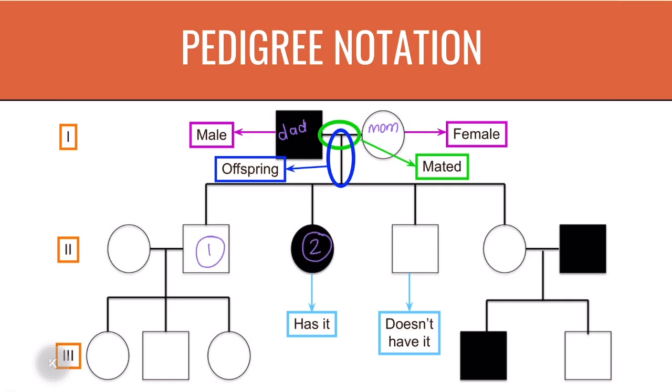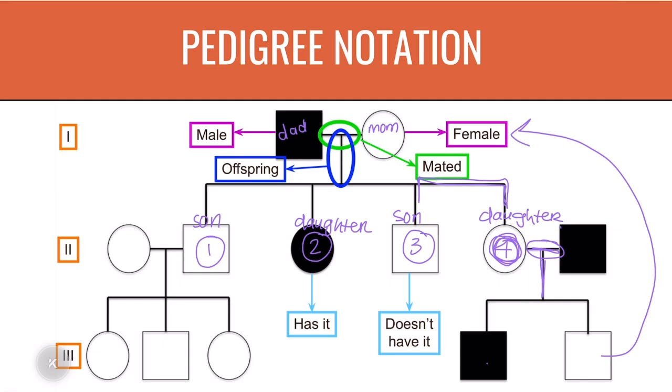1, 2, 3, 4. So they had son 1, daughter 2, son 3, and daughter 4. So what this is representing is that daughter 4 is having kids with this man here. He's not biologically related to anybody because he's not in this bracket. But he's having kids with her, so he's included. And then these would be the grandkids of these original people up here.